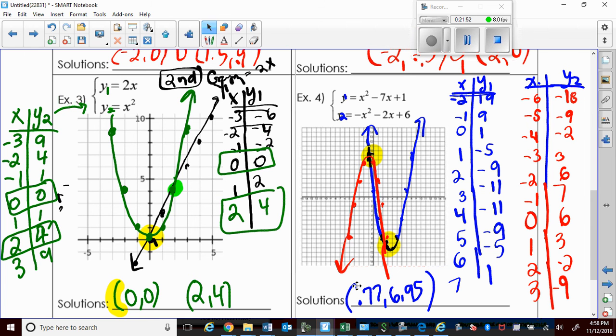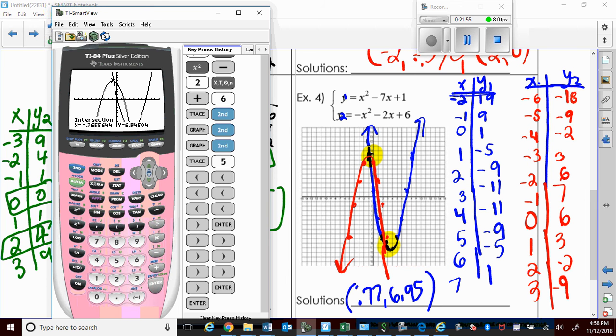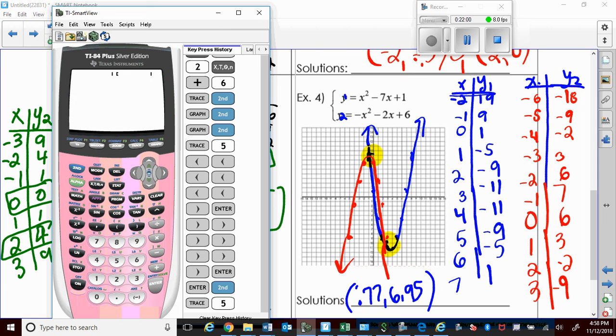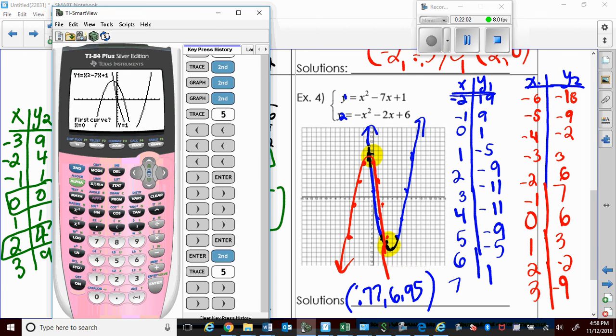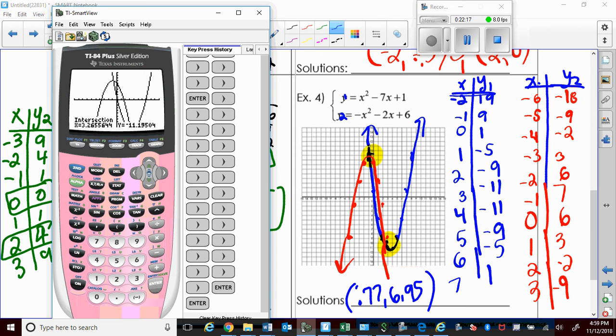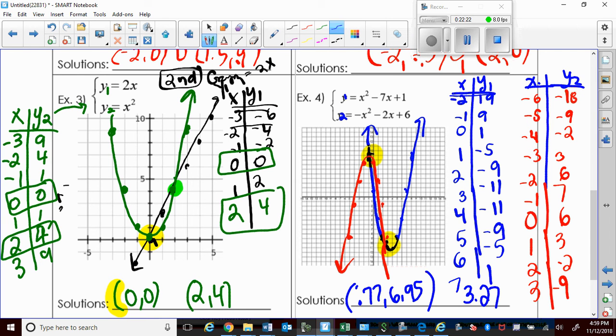My second intersection is down there at the bottom, so I'm going to do the same thing. Second calc. I'm going to go to number 5, and I'm going to go to the left of that intersection. So press enter. Then I'm going to go to the right of that intersection. Press enter. And I get 3.2727, negative 11.20. So 3.27, comma, negative 11.20.